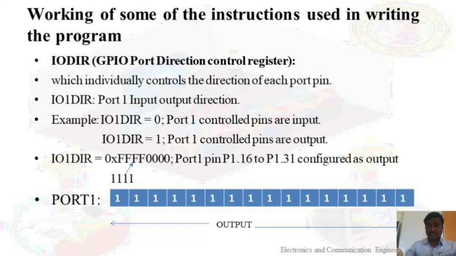Here below, an example is shown with the value IO1DIR equal to 0x4F40, that is, port 1 pins P1.16 to P1.31 configured as output. That is, all pins we are making as 1. In the figure shown, port 1 pins that are set to 1 are working as output pins.